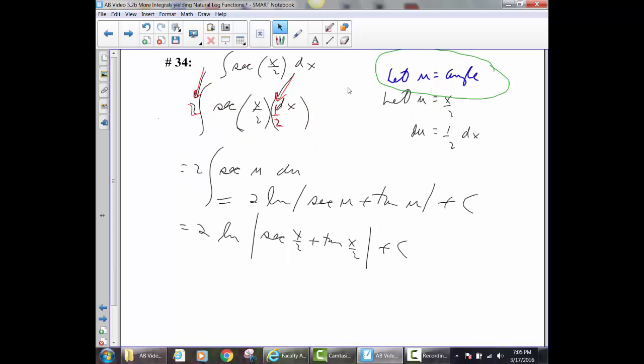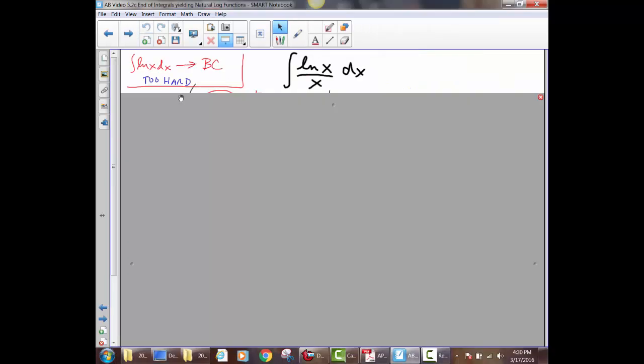Okay, so same idea here. You're going to let u equal the angle of the trig function, which is x over 2. Derivative is a half dx. You've got the dx. Introduce the half, counteract with the 2. You're now integrating 2 secant u du, which is 2 times the ln of secant u plus tan u, absolute value, and then you replace the u's by x.